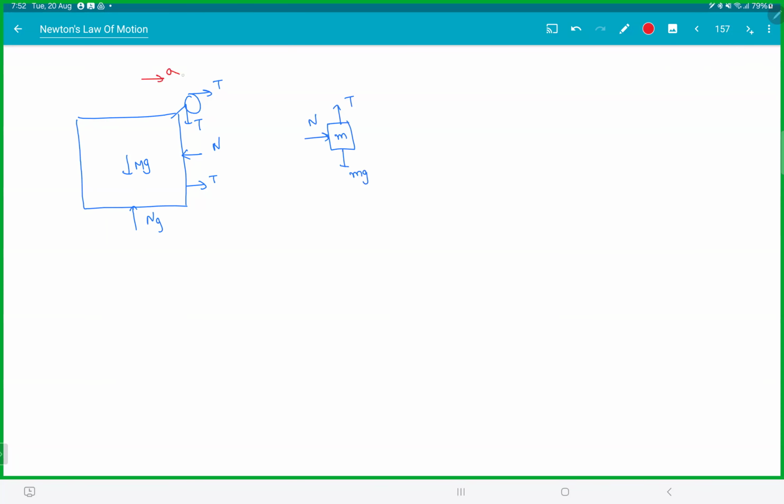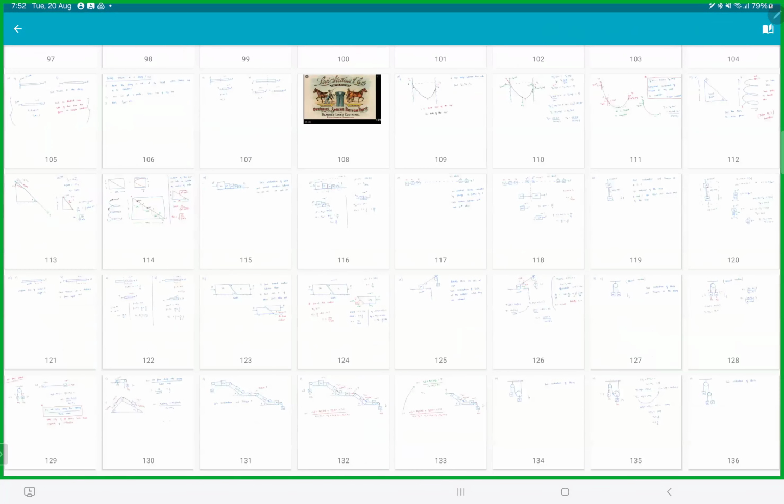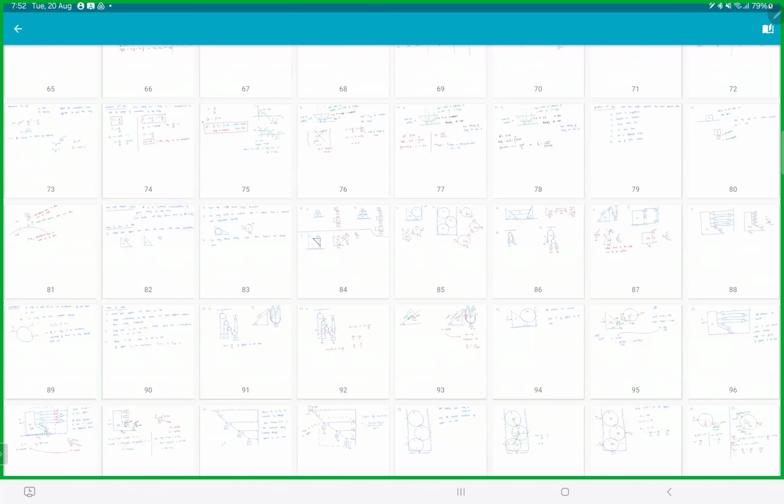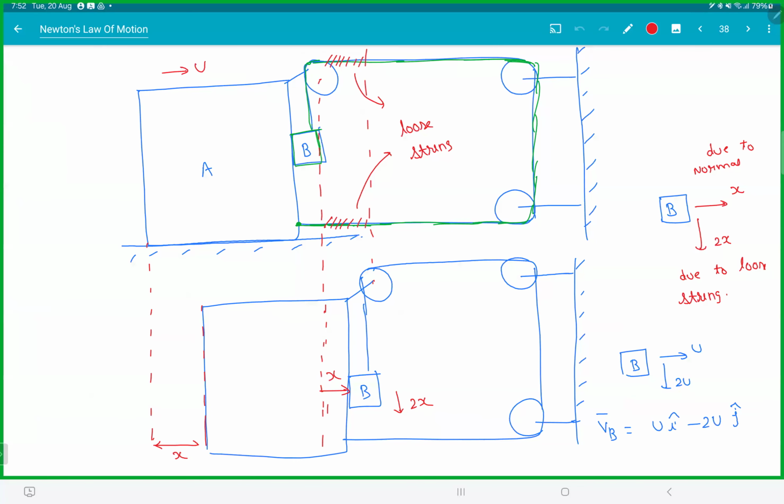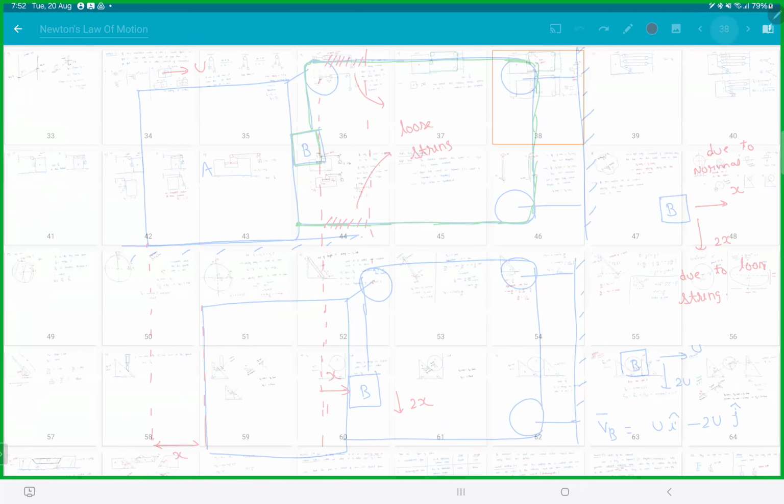Accelerations. If this goes with A, this will go with A, and this will go down with 2A. Remember? This will go with 2A downward. This we did in method 3. This was the question. You can refer page 38.